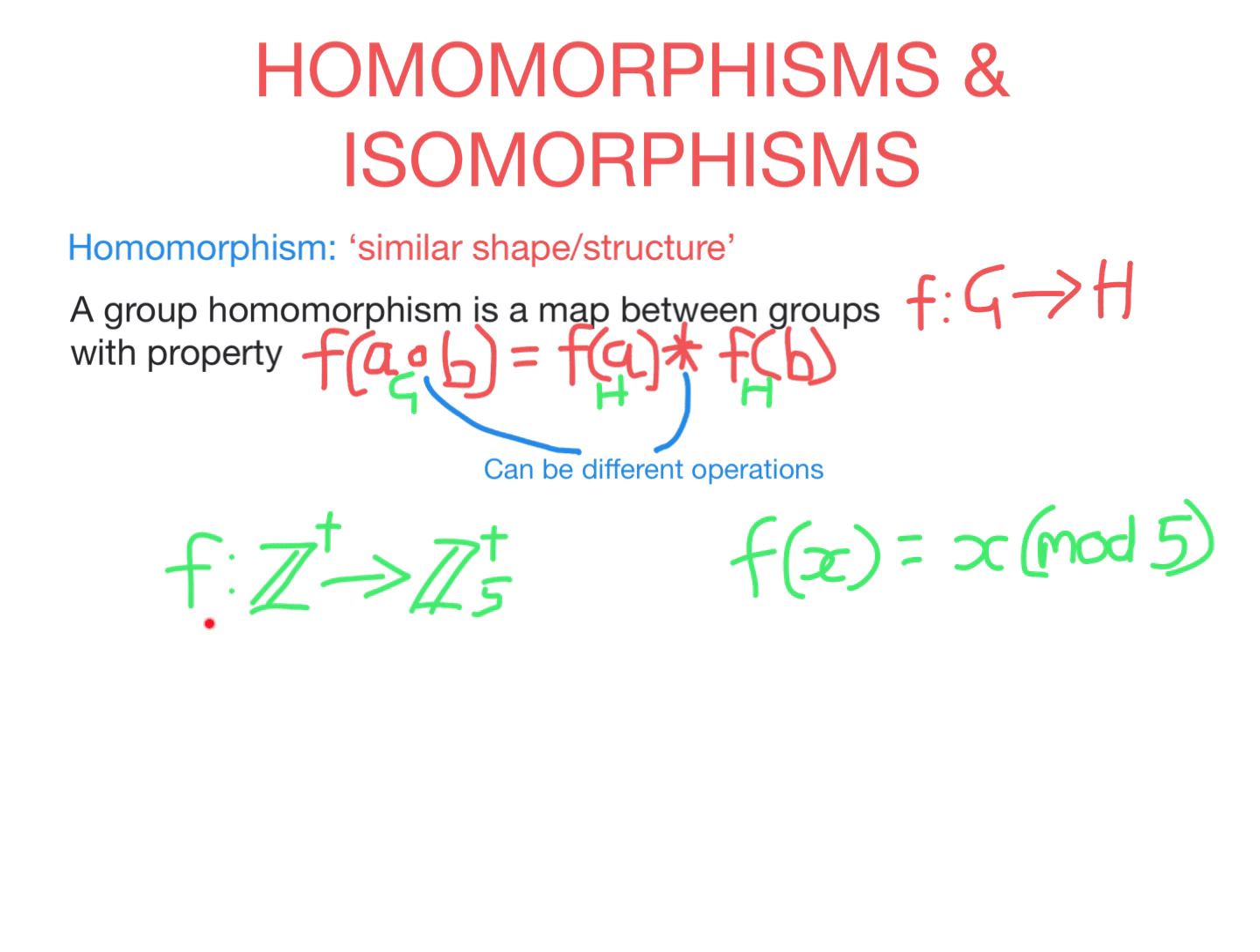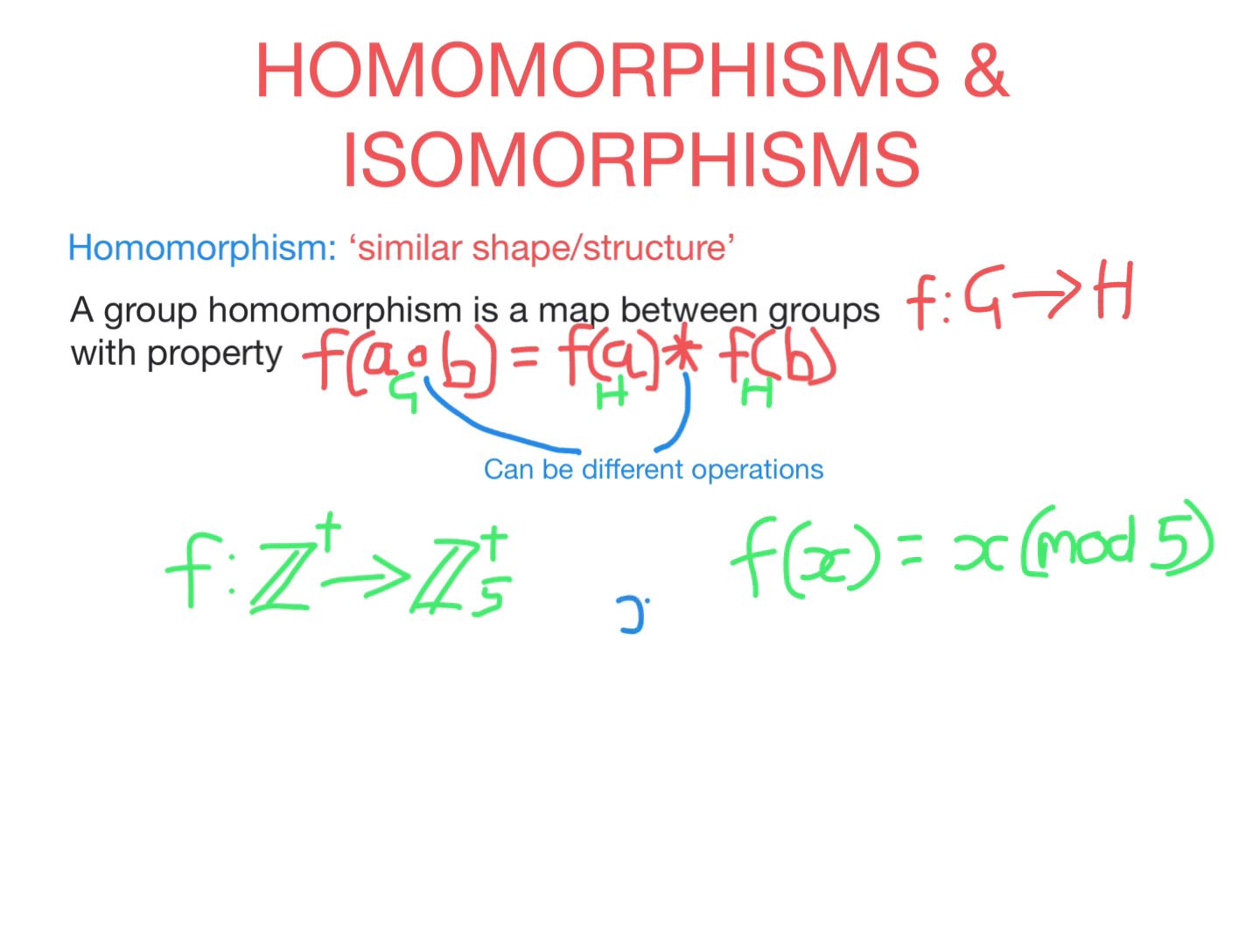So here we're defining a map f. It maps from the set of integers under addition, which is a group, to the set of integers modulo 5 under addition. The map is explicitly defined here. This just says it takes a number to its residue modulo 5. So let's show that this is an additive homomorphism. It is a homomorphism where both of these operations are addition.